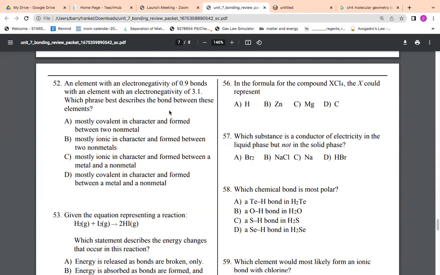In the formula for the compound XCl4, X is not an atom, it's just representing something. What could the X be representing? So we've got 4 chlorines. I'm going to draw this out. We've got chlorine, this one, chlorine, another one, and I'll just do the other one over here.